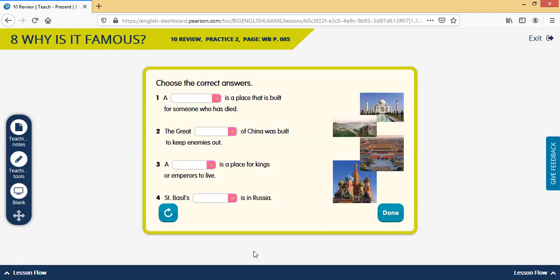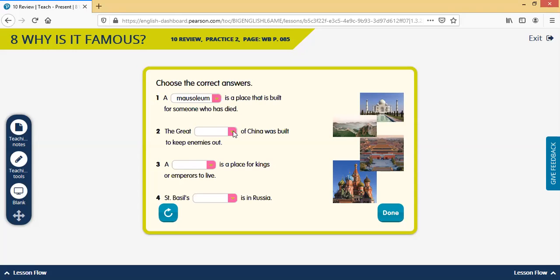In number 1, we have, blank is a place that is built for someone who has died. That's very similar to the Taj Mahal, so that is going to be a mausoleum. Number 2, the Great blank of China was built to keep enemies out.